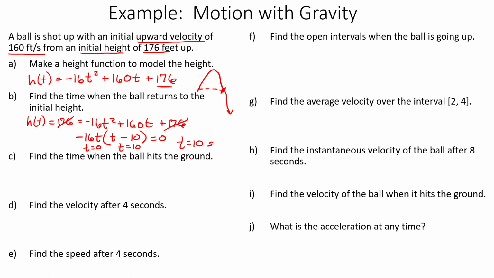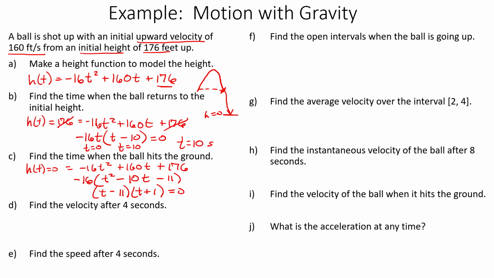Find the time when the ball hits the ground. All right, so now we're asking, when does it hit down there? That means the height equals 0. So we want to set h of t equal to 0. So we get negative 16t squared plus 160t plus 176. And we want to know when that equals 0. All right, we could factor that. We could pull out our calculator and graph it. I think we can factor out a negative 16. That might make our lives a little easier. And we'll be left with t squared minus 10t minus 11, I think. Yeah, that's one more 16 there. And this will factor into t minus 11 and t plus 1.